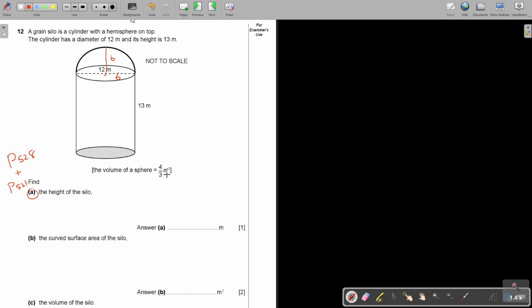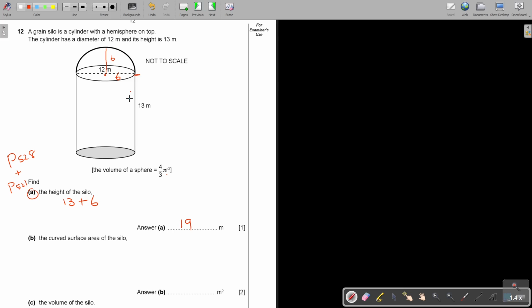Now let's start. Find the height of the silo. Now remember, it is this 13 plus, as I showed you, because the 13 stopped there, the 6. So in total, it will be 19 meter. Okay. The curved surface area of the silo. Now remember, the curved surface area means the curved surface area of the cylinder as well as that hemisphere.